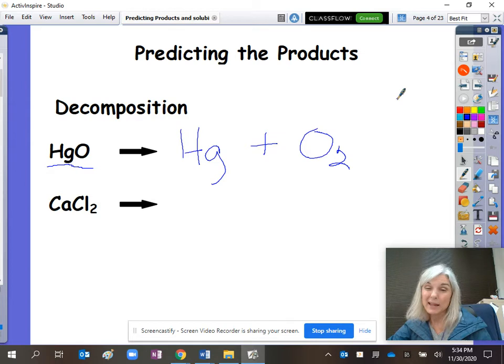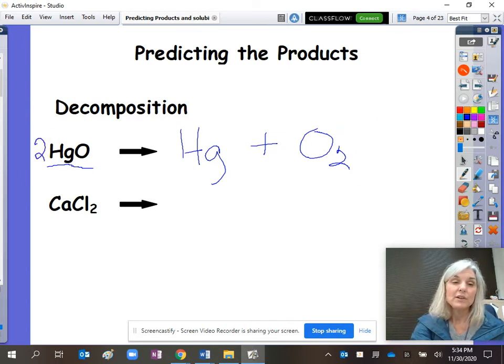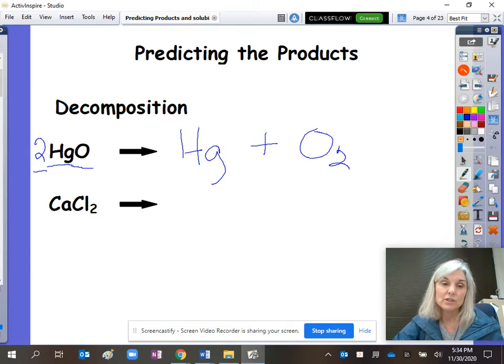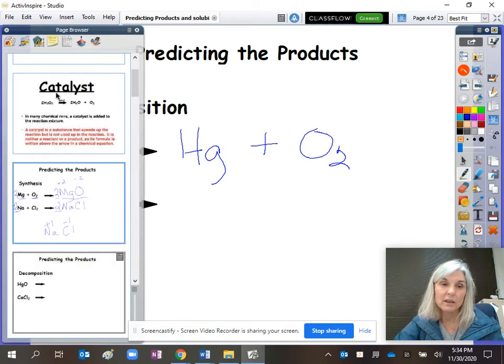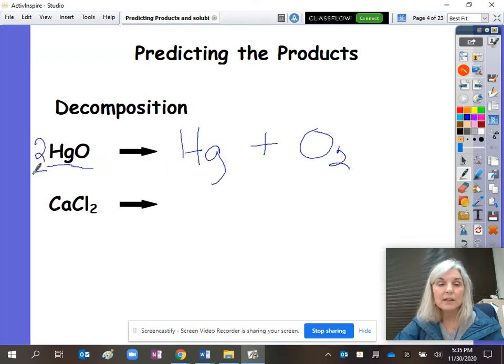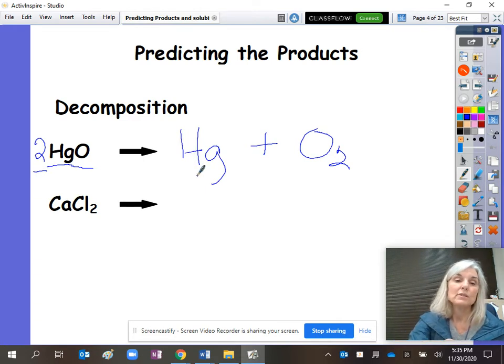So again, we've got to balance it. We have 2 oxygens here. So if I put a 2 here, now I have 2 oxygens on the left. And so we have 2 oxygens on the left, 2 oxygens on the right. Now we have 2 mercuries, 2 mercuries. We have to put it there.